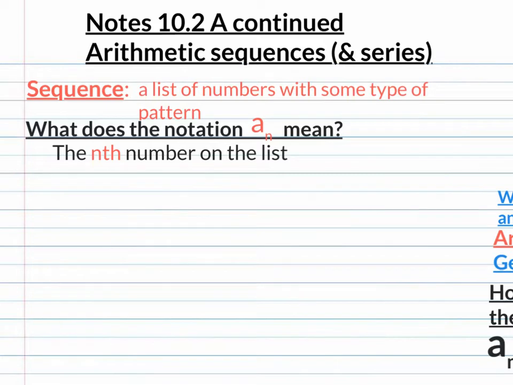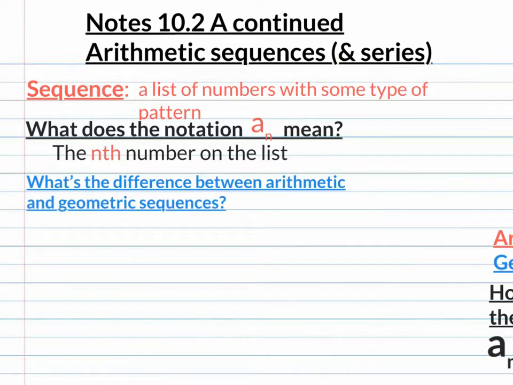So for example, if I said a sub 1, that'd be the first number on your list, right? If you have a 1 right here in place of n, then it'd be the first number on your list. A sub 5, the fifth number on your list. A sub 20, the 20th number on your list. I hope we understand that, guys. Let's move on to the next question here.